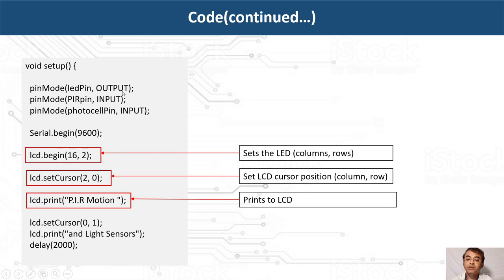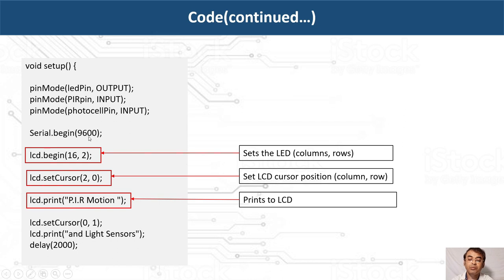Now we have the setup function, where I have used pin mode: the LED pin as an output pin, already I told you pin number 11. Then the PIR pin is an input pin, pin number 8, and then pin mode photo cell pin is also an input pin for the LDR, that is the A0 pin. Then I have used Serial.begin for serial communication.